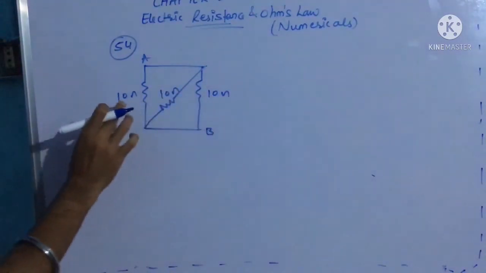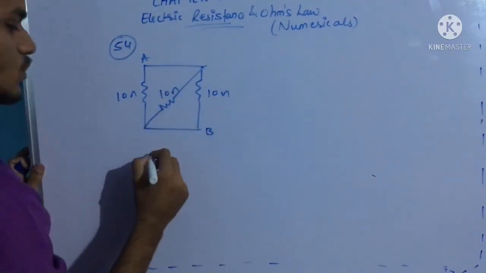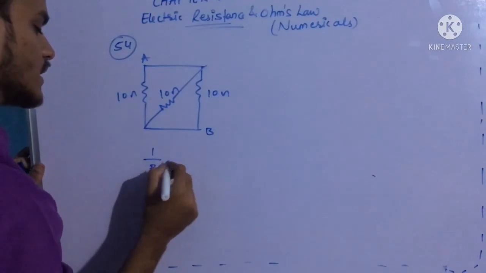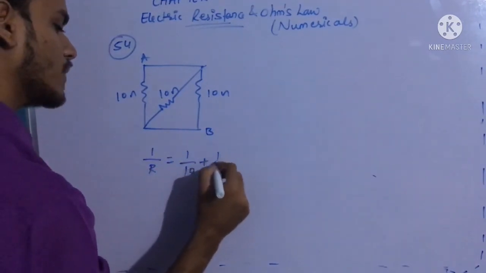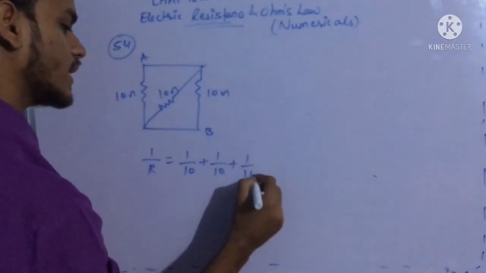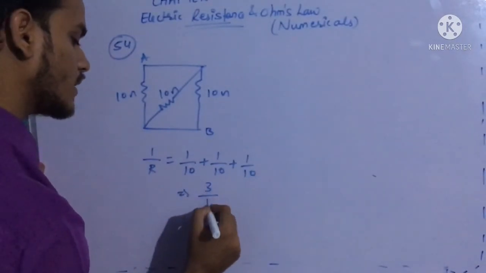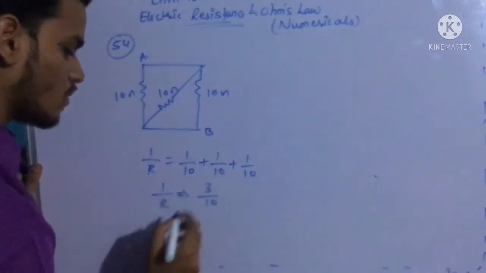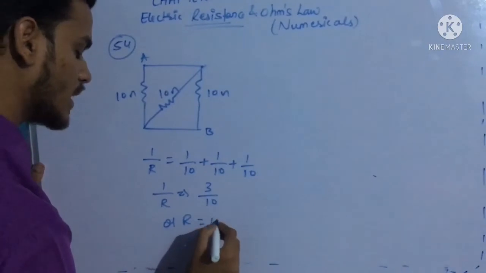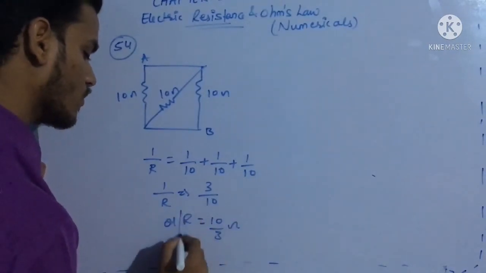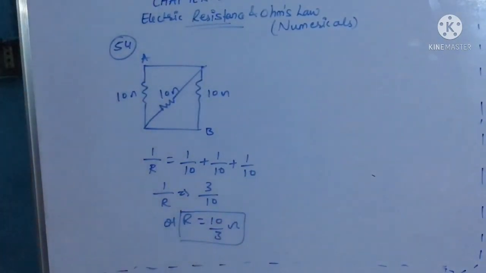These 10 ohm resistors are connected in parallel. So we will get an equivalent resistance as 1 upon 10 plus 1 upon 10 plus 1 upon 10, which is equal to 3 upon 10. 1 upon R is equal to 3 upon 10, or R will be equal to 10 upon 3 ohm. Understood? This is the question.